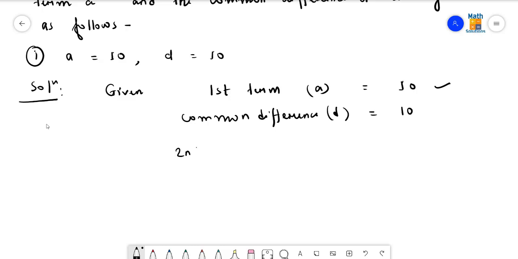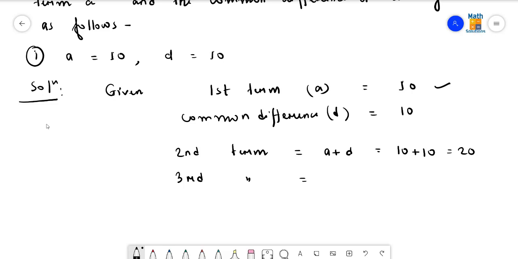So the second term will be A plus D. That means with the first term, if we add the common difference, we shall be getting the second term of this AP. So 10 plus 10, the result comes as 20. Then the third term: with the second term, if I add the common difference, then I shall be getting the third term.